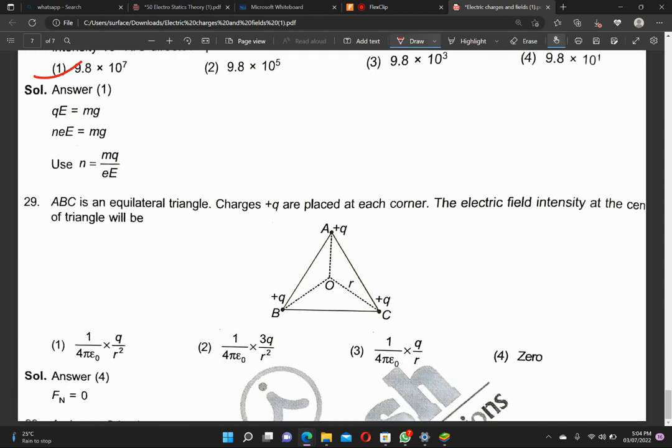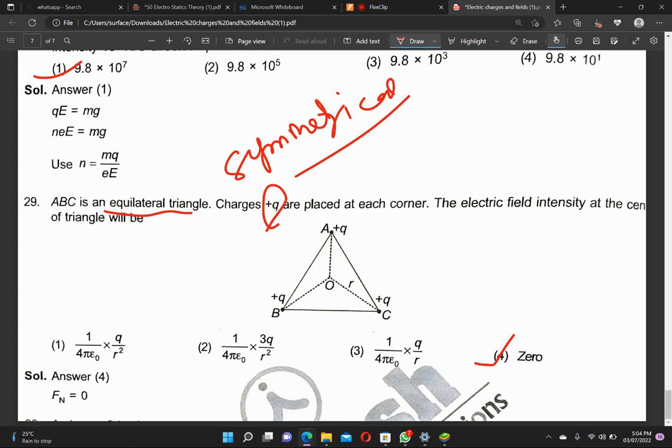And the next question is, ABC is an equilateral triangle, charges plus Q are placed at each corner. The electric field intensity at the center of the triangle will be? So when they said it is an equilateral triangle, and when they're saying all the charges placed at the corners are equal, when these two things are given, then remember it is a symmetrical geometric figure, and therefore it will always be zero, and you don't have to calculate it at all.